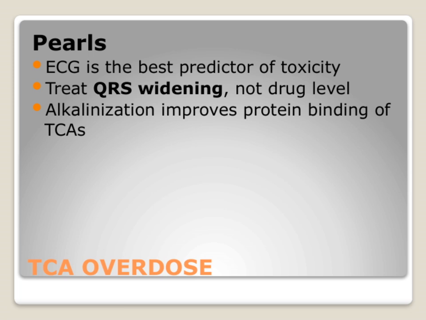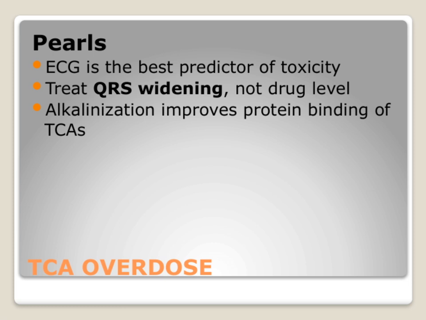Let's talk about pearls in TCA overdose management. First, ECG is actually the best predictor of toxicity. It helps us identify dangerous levels of toxicity early on. Instead of focusing solely on drug levels, which can sometimes be misleading, we should treat QRS widening. Widened QRS complexes are a clear indicator of serious toxicity and require prompt intervention.